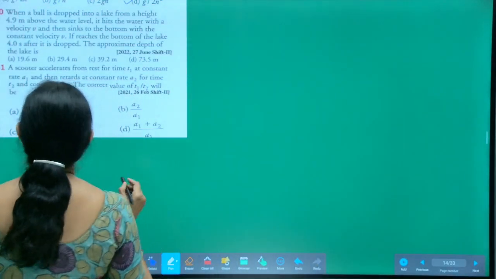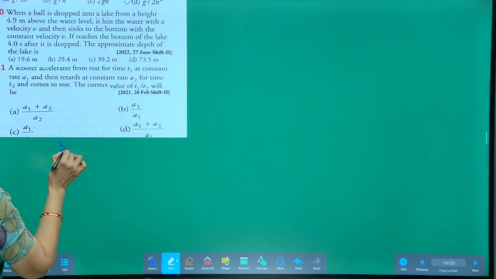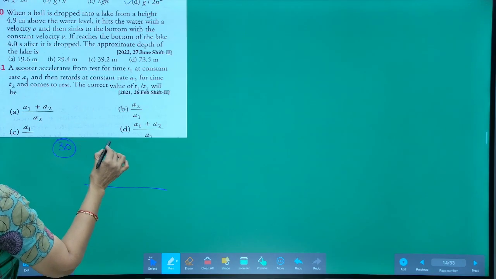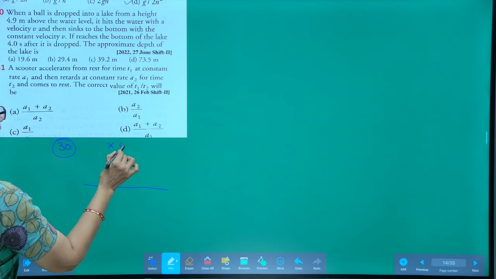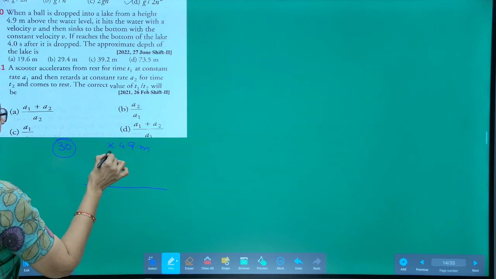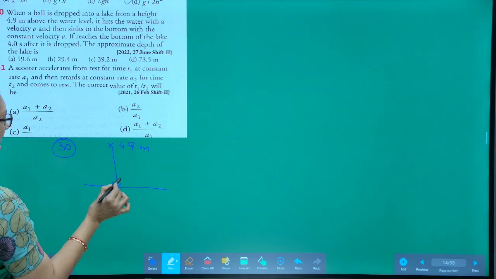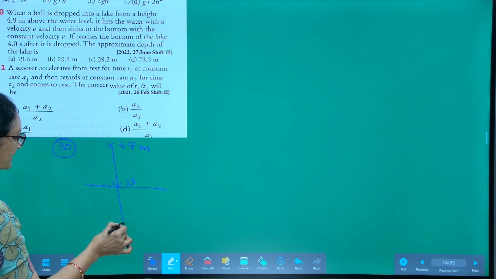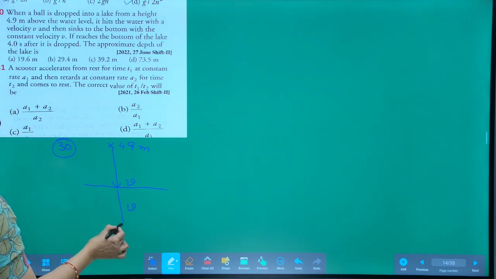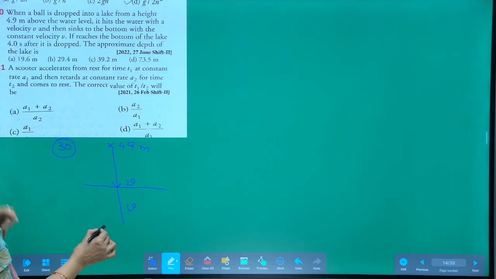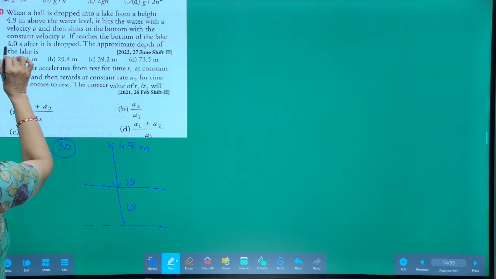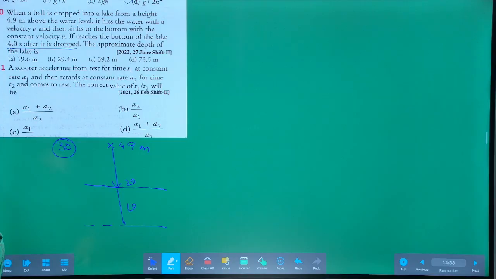So here we need to just understand the question. See, here this is the lake. Ball is dropped from a height 4.9 meters. So it strikes the water with a velocity v. And then onwards it is moving with a velocity v. And finally it reaches the bottom of the lake 4 seconds after it is dropped. Then what is the approximate depth?